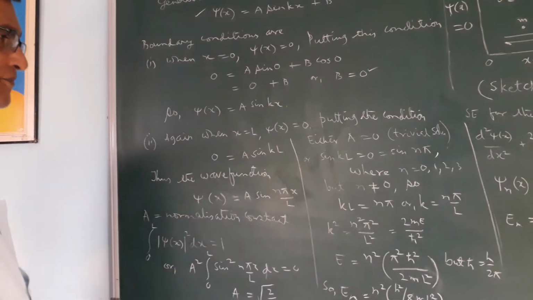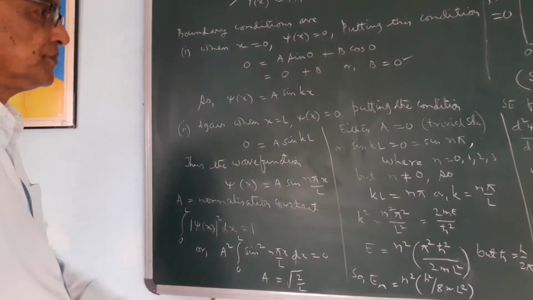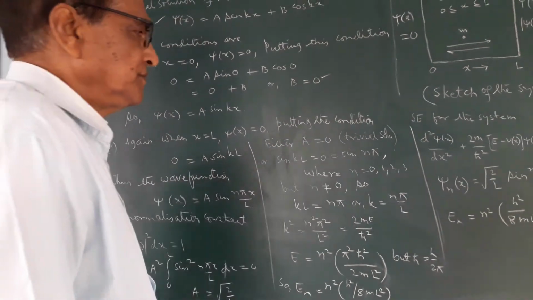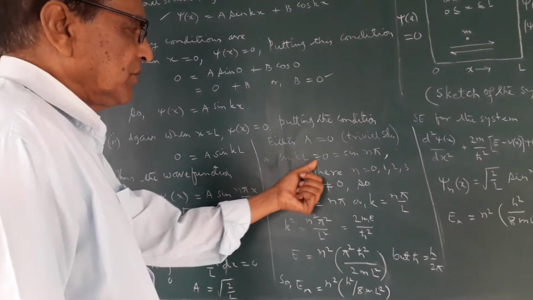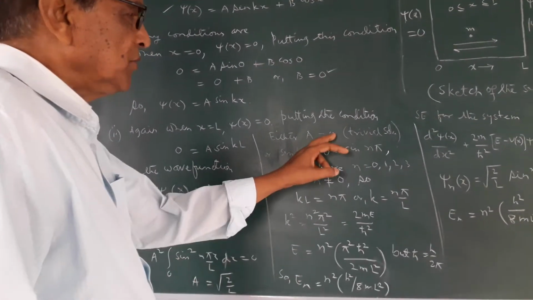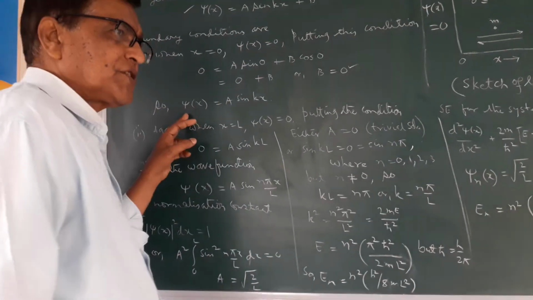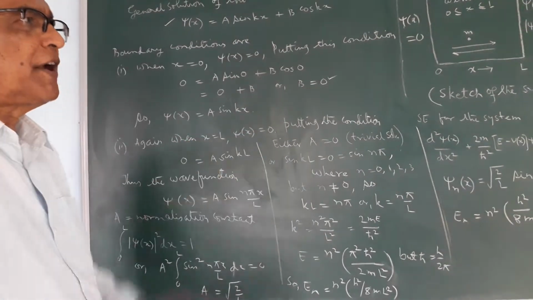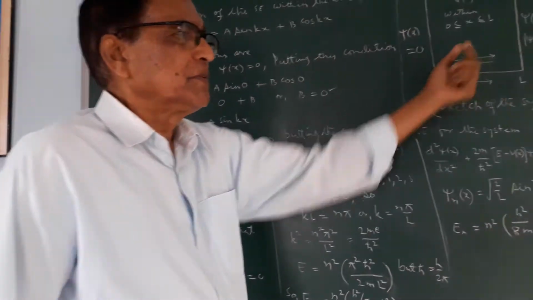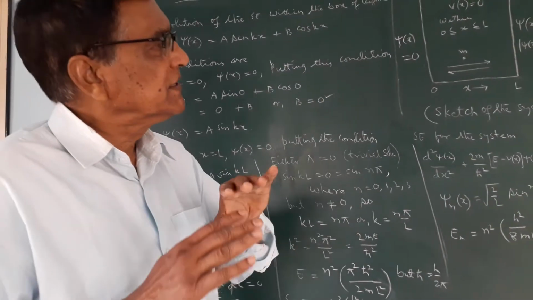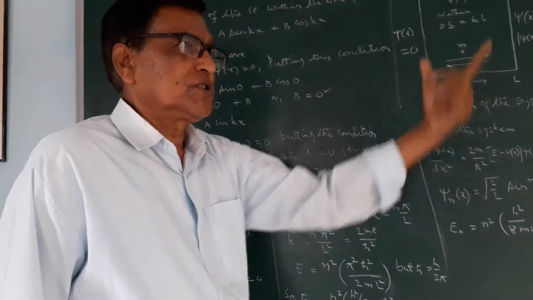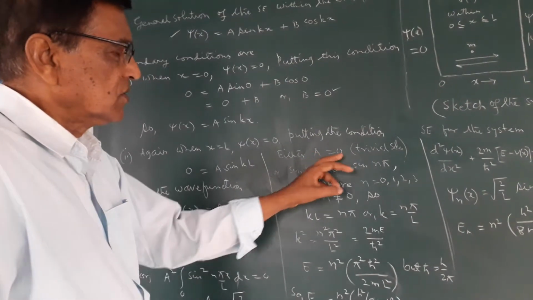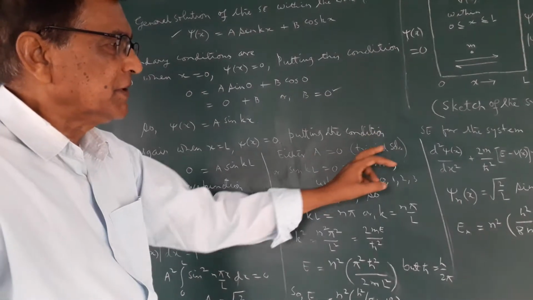This wave function, now in this case either A will be 0 or sin kL equal to 0. But when A equal to 0, this function always is 0 irrespective of this x, meaning no possibility of finding this particle within this box. It is not possible. The particle is somewhere within this box and will remain. So this psi equal to 0 is not acceptable, this is rejected, and this is the trivial solution in quantum mechanics.